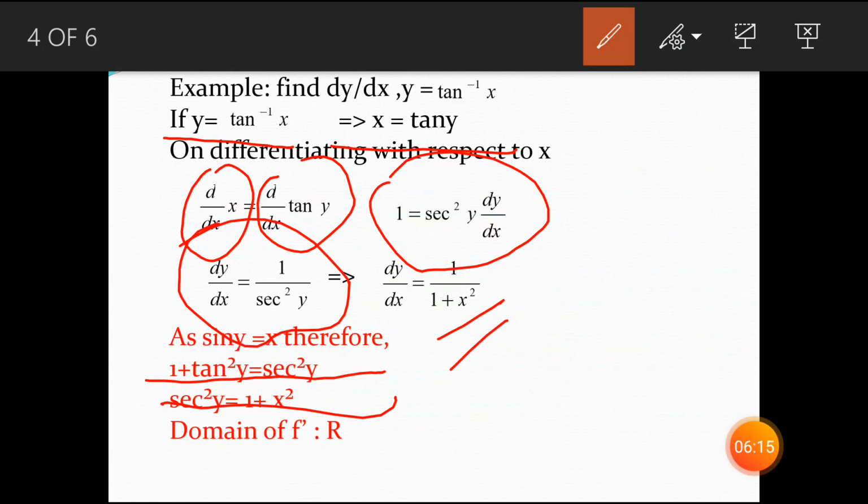This is very easy for you, and in this case there is no restriction on x, you can put any value, so you will get R. So the domain of f dash is R. So this was very easy.